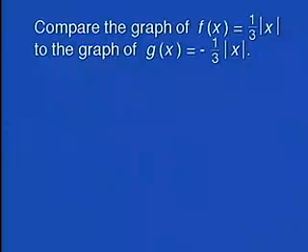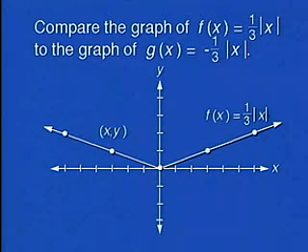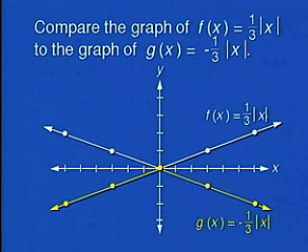Say, for example, we wanted to compare the following two graphs: f of x is equal to 1/3 the absolute value of x with the graph of g of x equals -1/3 the absolute value of x. Well, if we plot f of x, we get a familiar looking curve. And if we plot g of x, we get, again, a familiar looking curve, but this time it looks as though it's been reflected, in fact, reflected about the x axis.